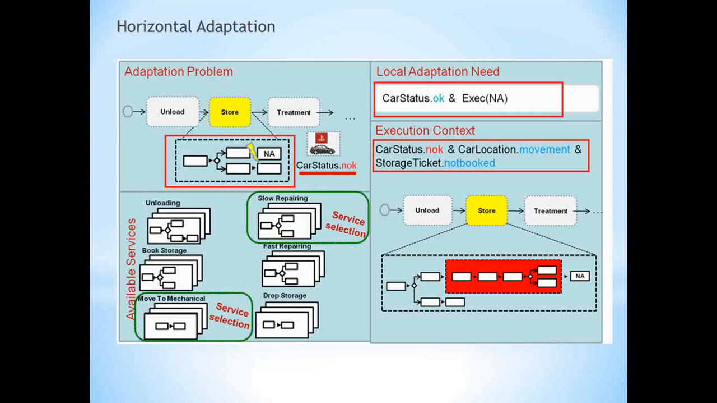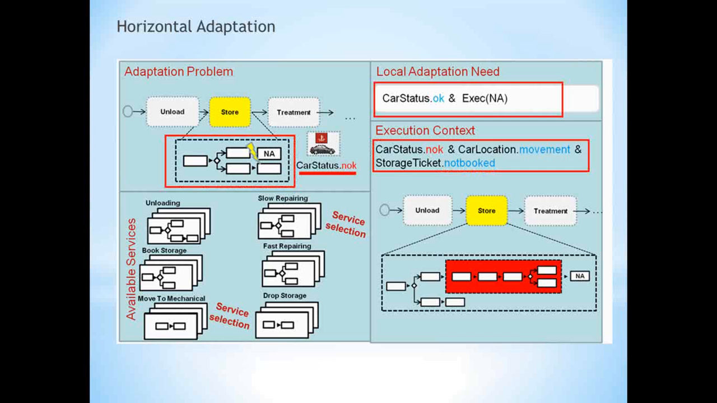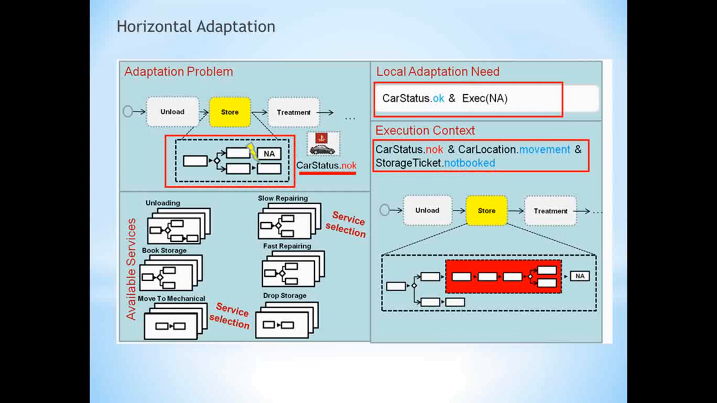So for example, you're executing a refinement, and you encounter a violation of the precondition of this activity. For example, car status is not OK. You have the adaptation need that the car status should be OK, and you need to execute this activity again. The framework selects services to solve this adaptation need at runtime, considering the execution context, and then executes an adaptation process generated by selection of services and composition, and restarts the process from the point it encountered the problem.